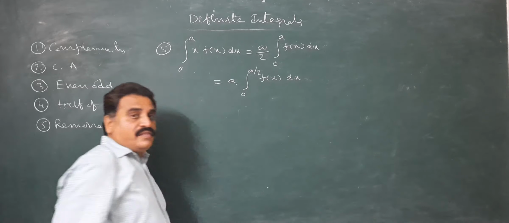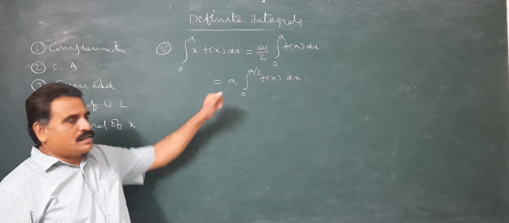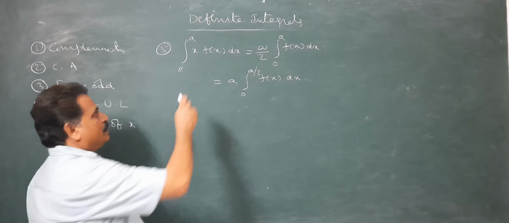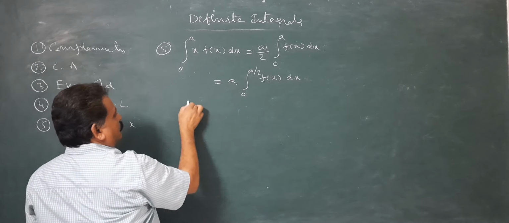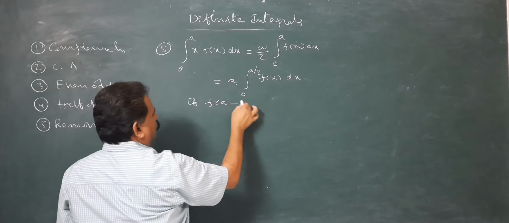The condition is given. If the limit is 0 to a f of x dx, don't write like this. If the function satisfies the condition, what is the condition? That is f of a minus x equal to f of x. In that case only you have to apply that. Otherwise, don't apply that formula. Removal of x. If the function satisfies f of a minus x equal to f of x, we can write that. A simple proof. Let us observe that.